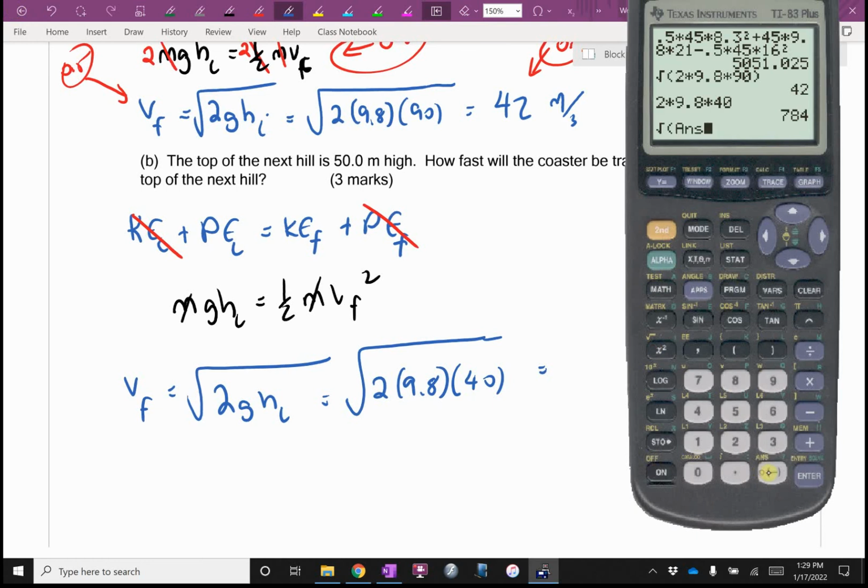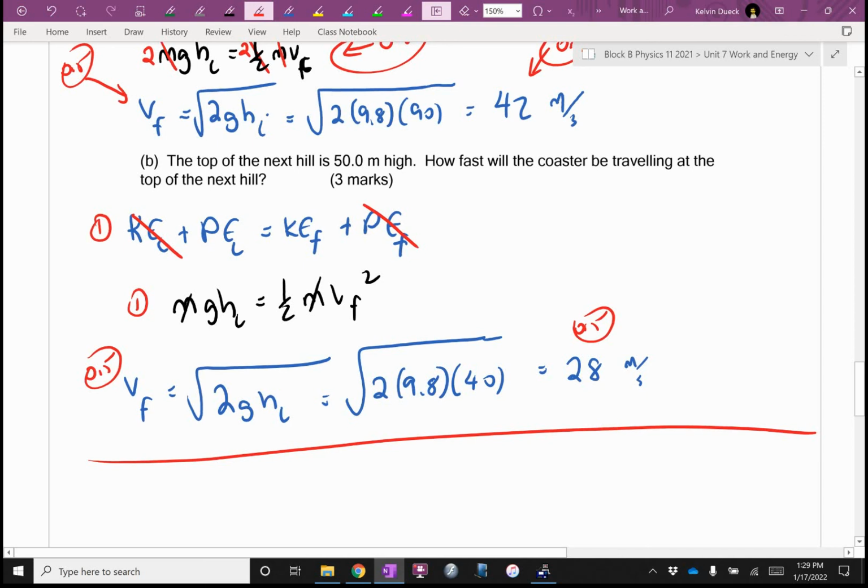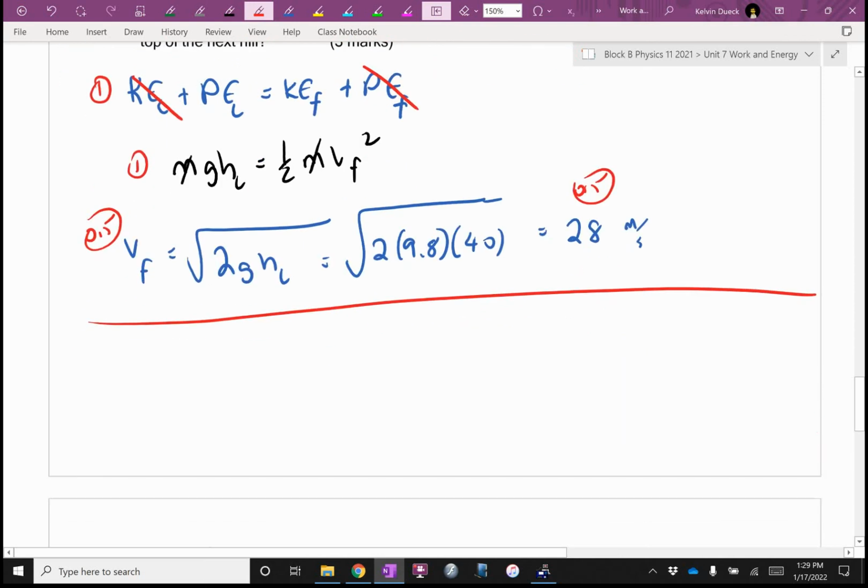Square root of that, 28 meters per second. So if you got that, I would give you 3 out of 3, probably 1 mark for that, 1 mark for that, half mark for that, and a half mark for the answer. If you didn't let that be 0, then you would get this.